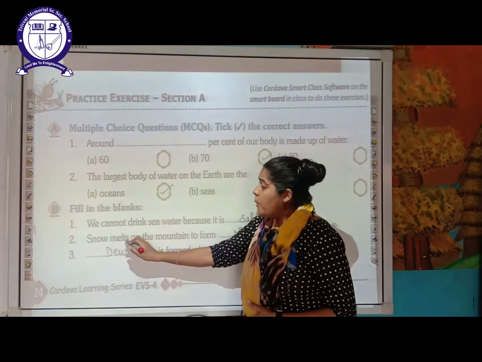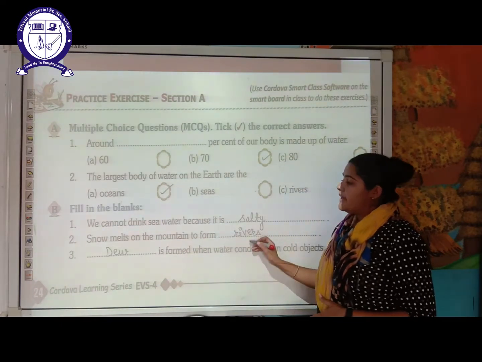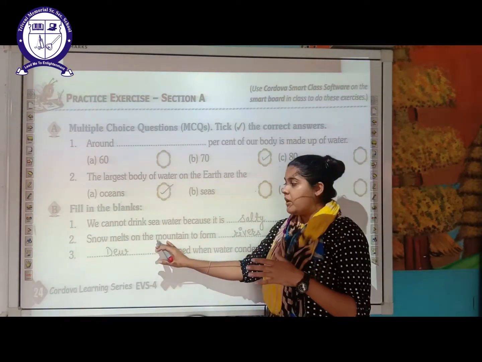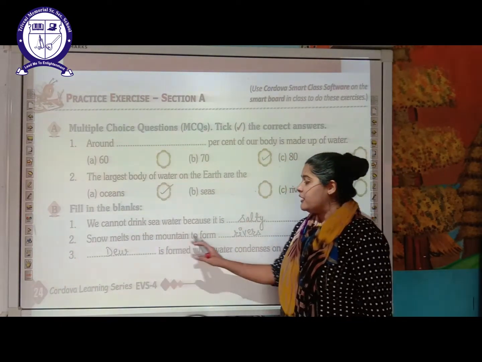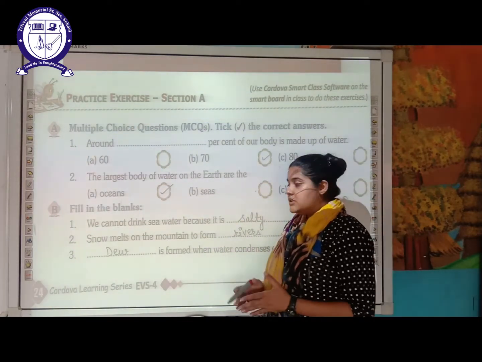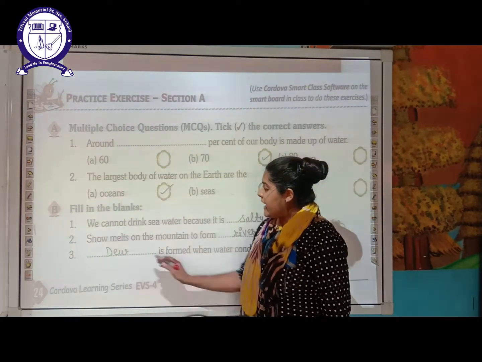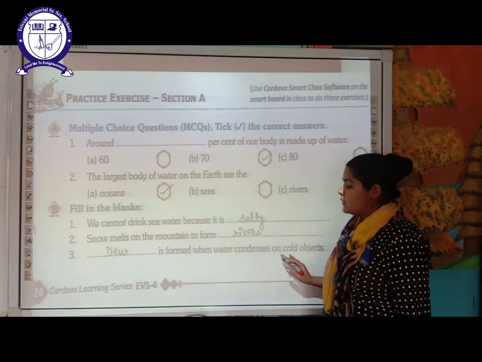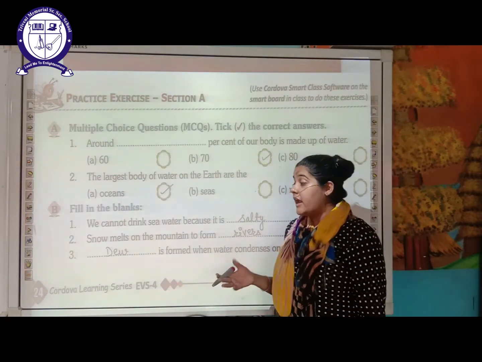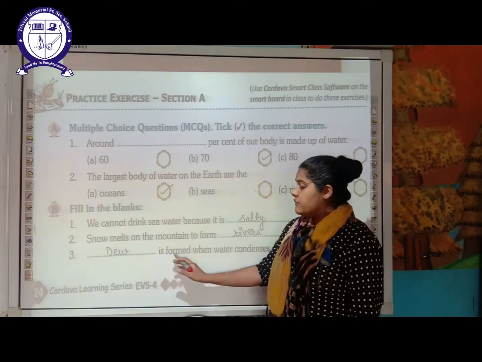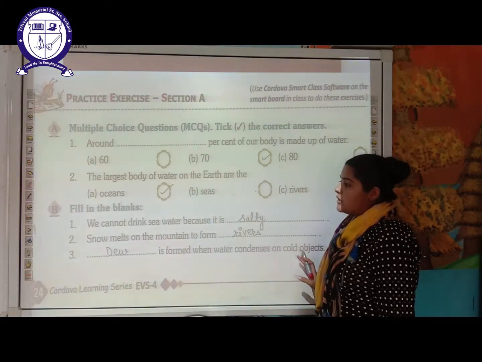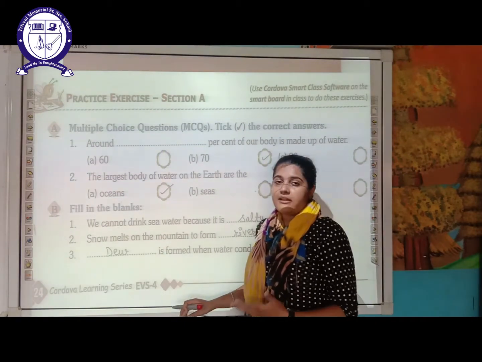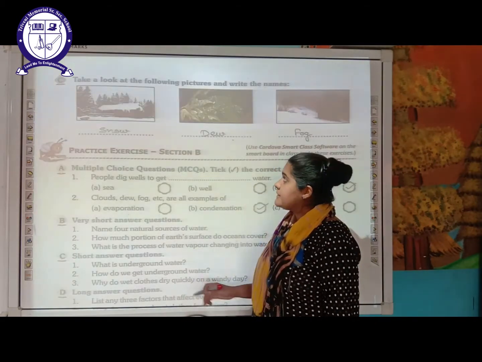Next is, the snow melts on the mountains to form dash. So on the higher top of the mountain, the snow will melt and it will form the rivers and the streams. The last one is, dash is formed when the water condenses on a cold object. A cold object you can consider as the surface of a grass. So the dew is formed when the water condenses on cold surfaces. So let's move on to the next part of the exercise.